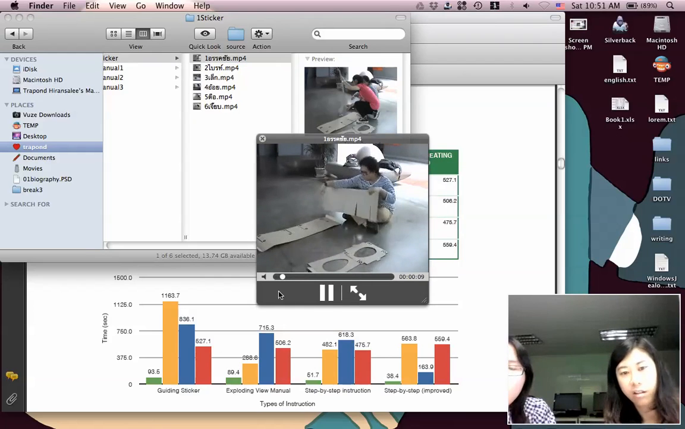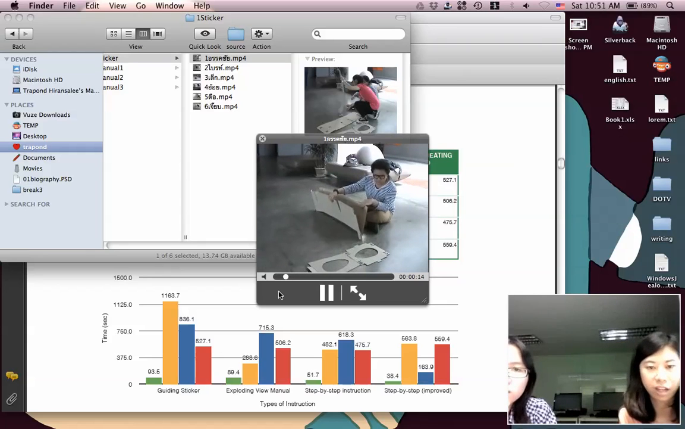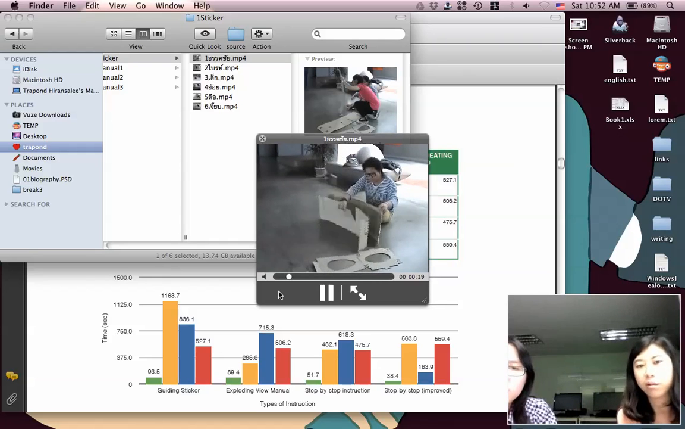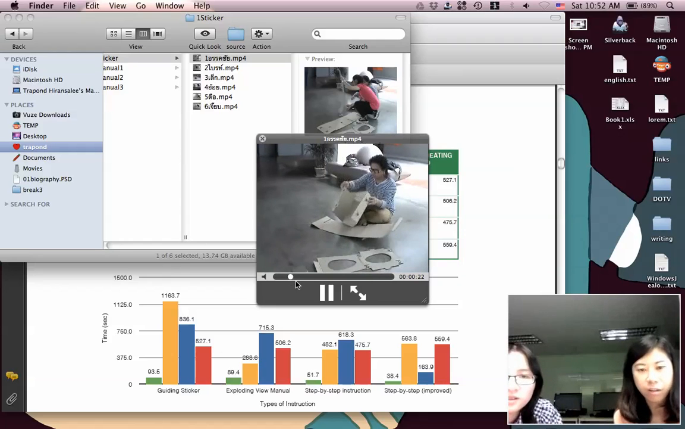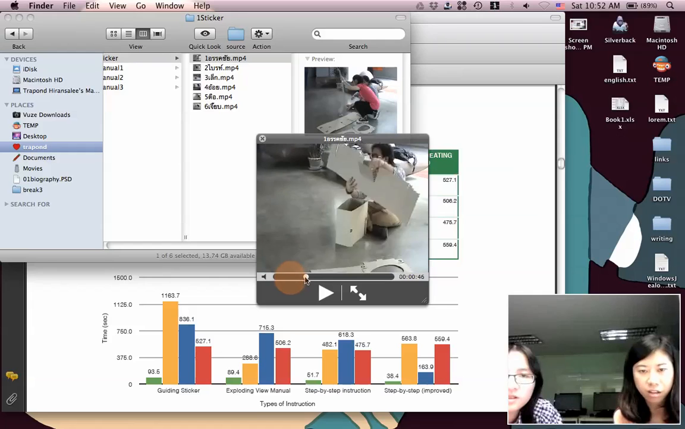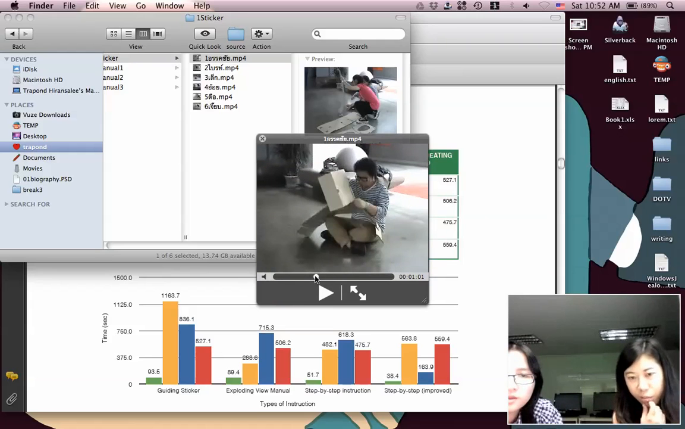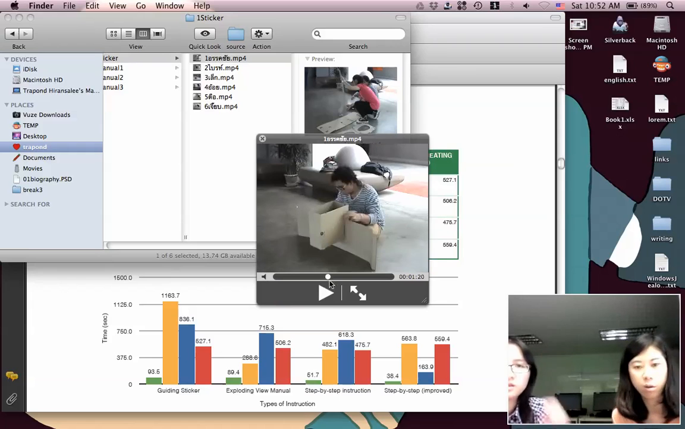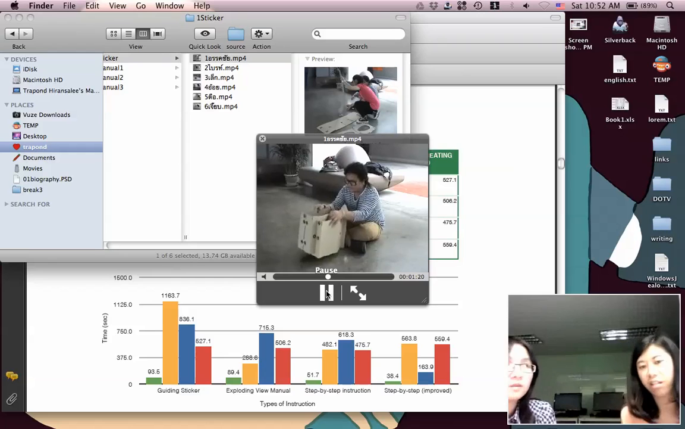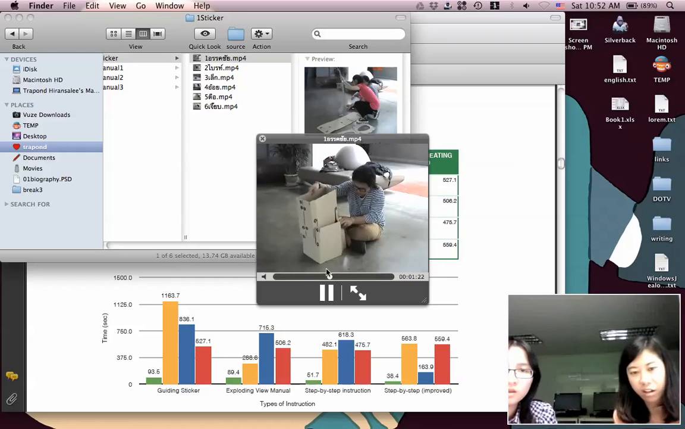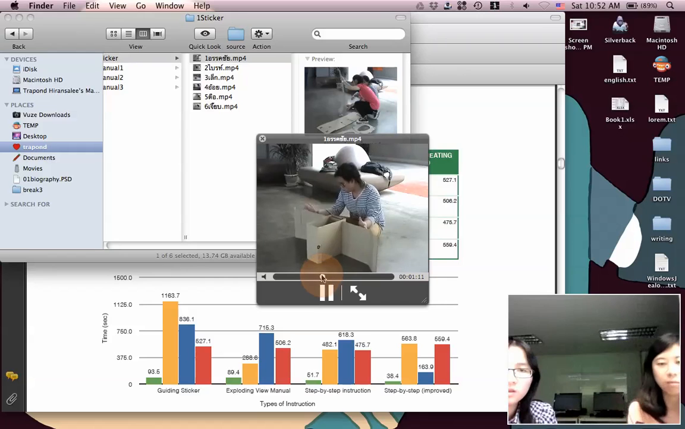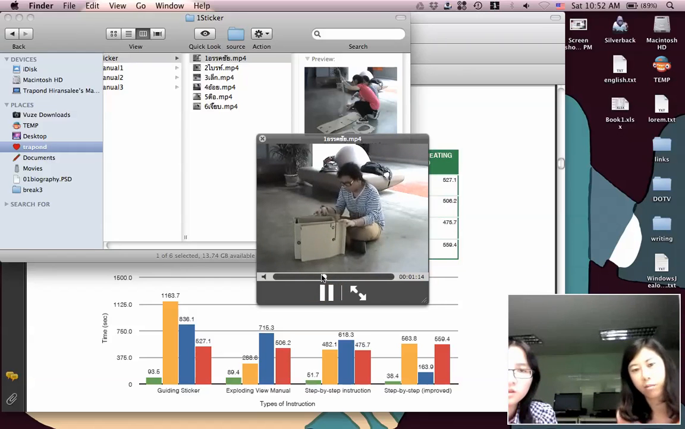For this method, we thought of matching the numbers together. So it's like playing Lego or something. But we found some complications in this kind of method because you can see that the guiding sticker wouldn't be able to explain parallel action. So you can see that he can connect only some parts, but not at the same time. So this is the problem.